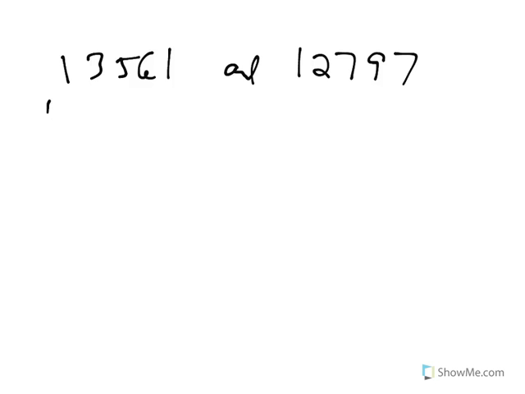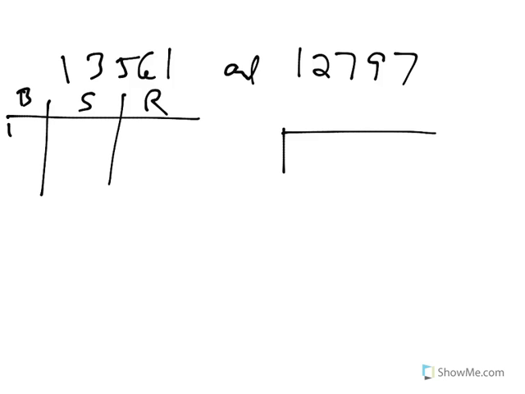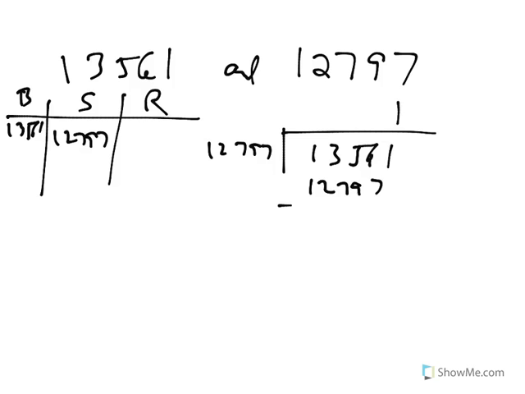I'm going to make a chart, and the chart is going to have 3 columns: the bigger, smaller, remainder. And what you do is you start by putting 13,561 as the bigger number, 12,797 as the smaller number, and on the side you divide. 12,797 into 13,561 goes in one time, and the remainder is 764, and the remainder goes here.